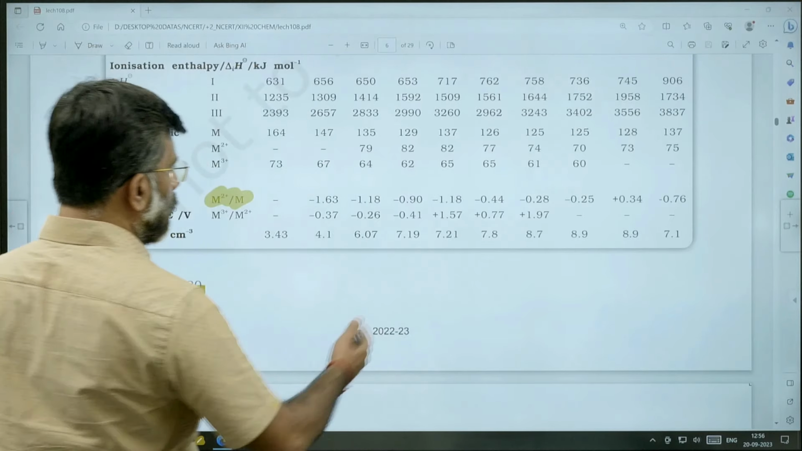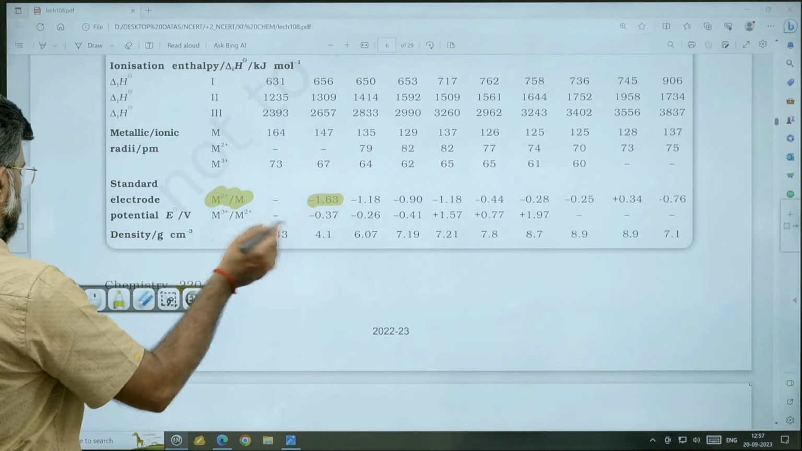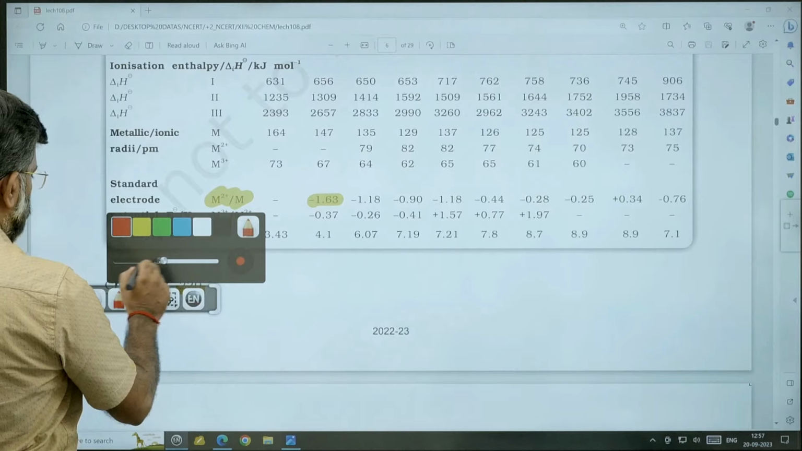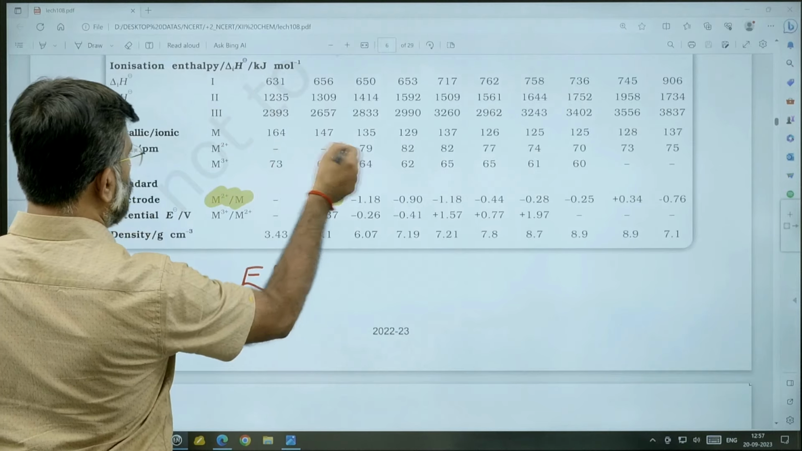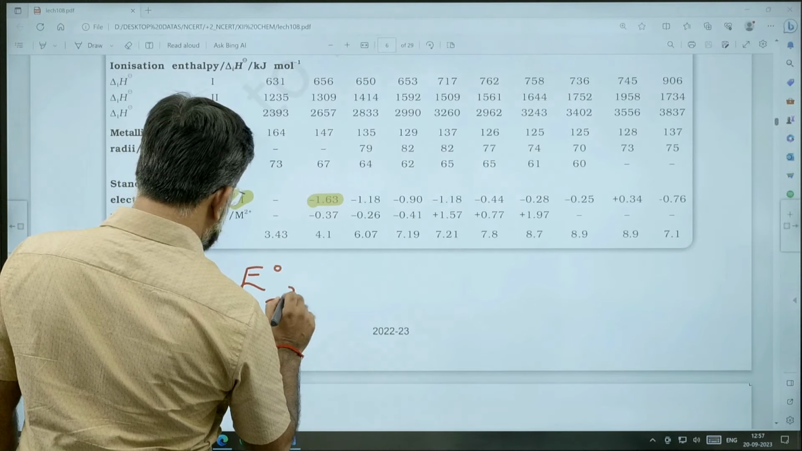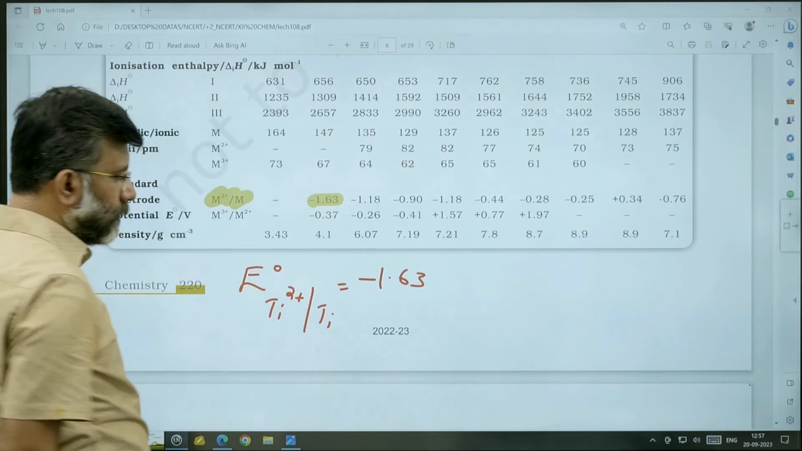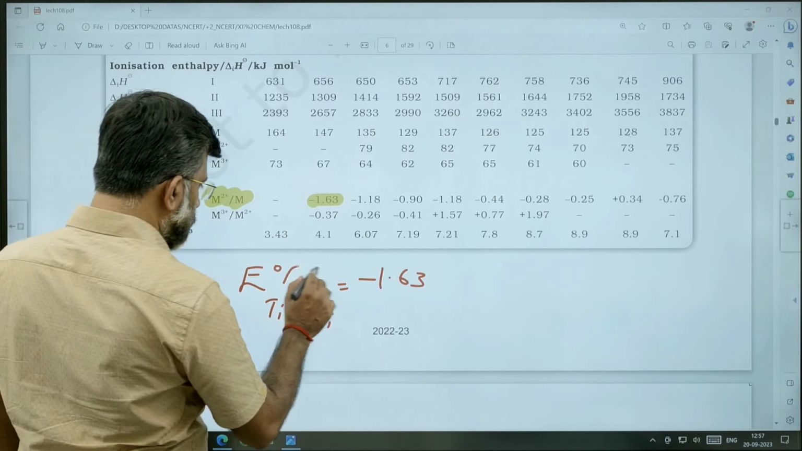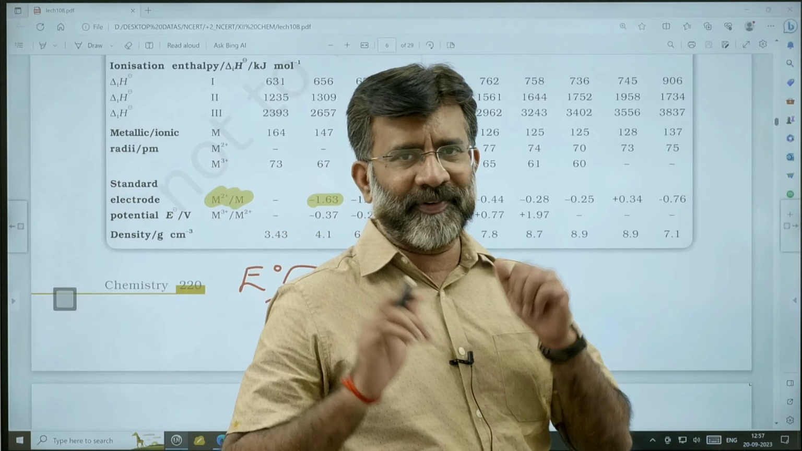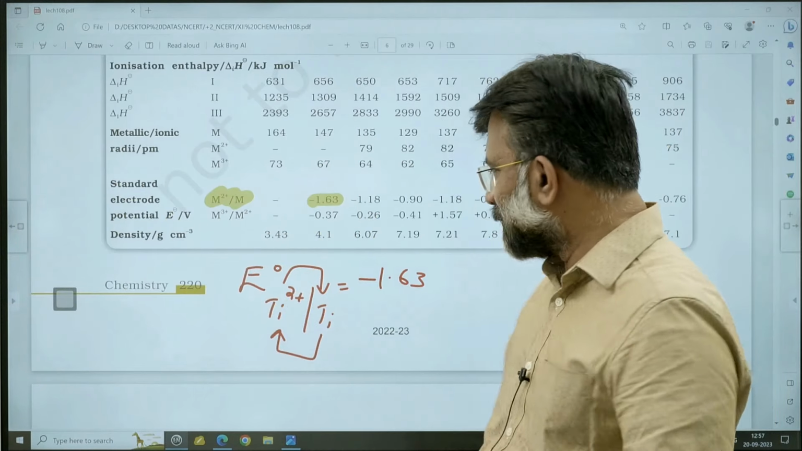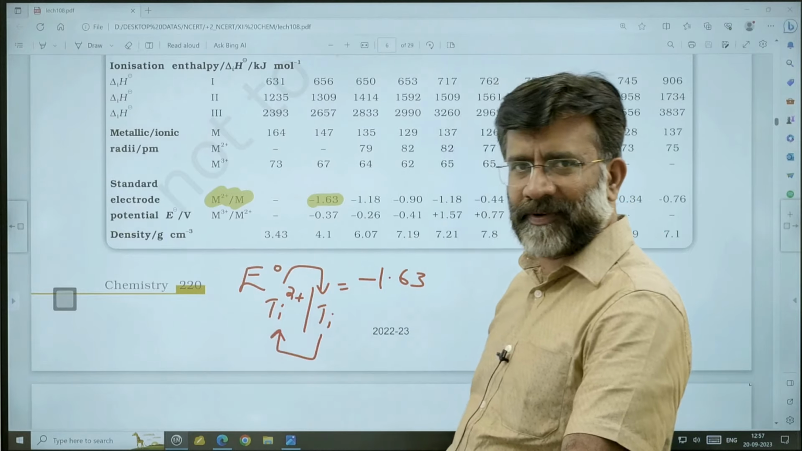For example, a high negative value is performed by scandium and titanium. What does that mean? All of you know. E0 value, Ti2+/Ti, it is minus 1.63. What is the meaning? Does it mean this reaction is feasible or this reaction is feasible? All of you know, but still I am asking. Suppose a high negative value. What is the meaning? Is this reaction comfortable or this reaction comfortable?